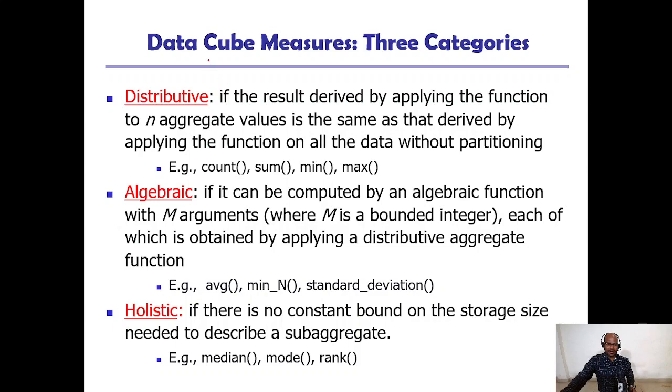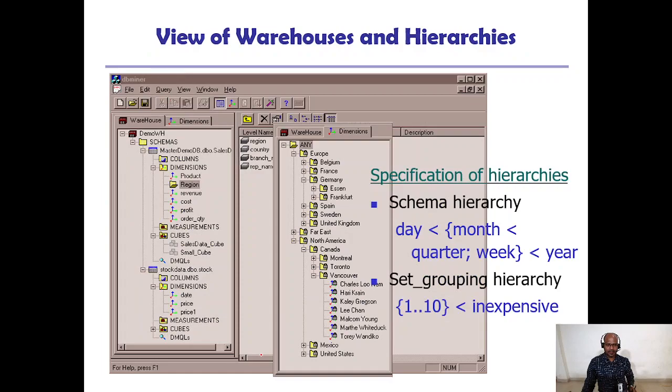So how do we measure data cubes? We have three categories of data cube measurements: distributive measurements, algebraic measurements, and holistic measurements. The examples of distributive measurements are count, sum, minimum, and maximum. The examples of algebraic measurements are average, mean, and standard deviation. And holistic measurements are median, mode, along with the rank. So these are the different types of data cube measurements.